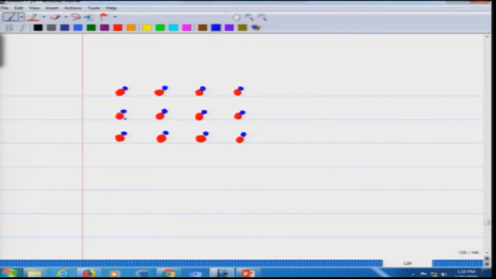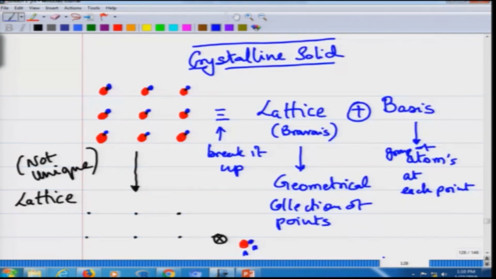We came across the concept of a lattice associated with a crystalline solid. A crystalline solid has a collection of atoms which are organized periodically in the crystal, and we replace this with a lattice of points. And we had shown one of the ways is to take the points in between these two atoms, and you will get a lattice, which is a geometric collection of points in space.